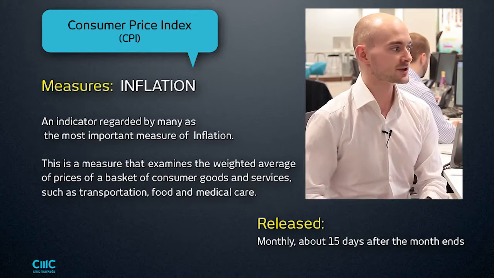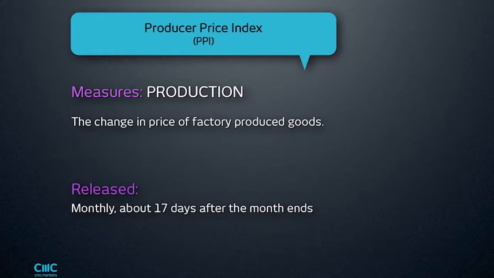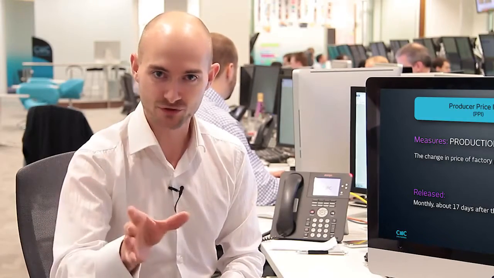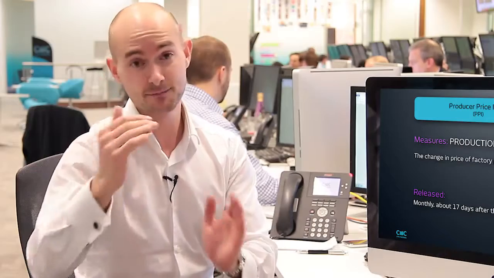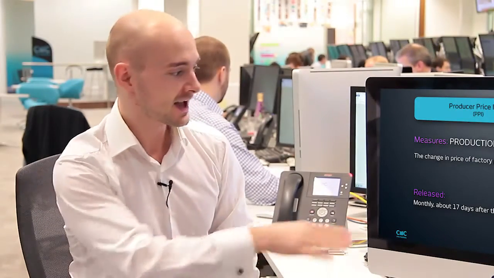The next one to cover is called the Producer Price Index, or the PPI. What does it measure? Quite simply, production. It measures the change in the price of factory produced goods. Now, why is this important? If it costs more money for the producers to produce, who do you think the extra cost gets passed on to? It gets passed on to the consumer. So if prices are increasing, once again, it's a good measure of inflation. If production costs are going down, it's telling you that inflation is dropping as well. In America, once again, a monthly figure comes out about 17 days after the month end. So it usually tends to come out a little bit after the CPI data.